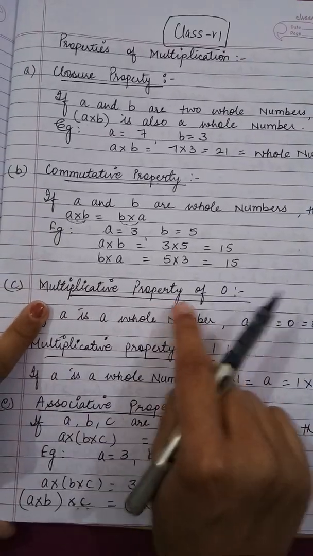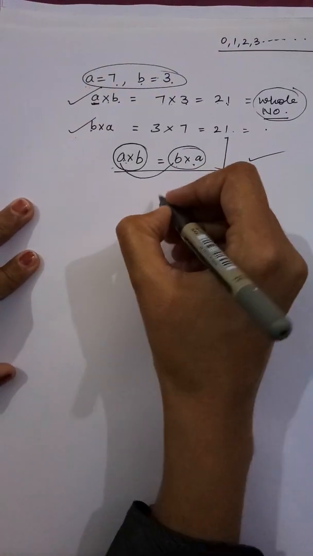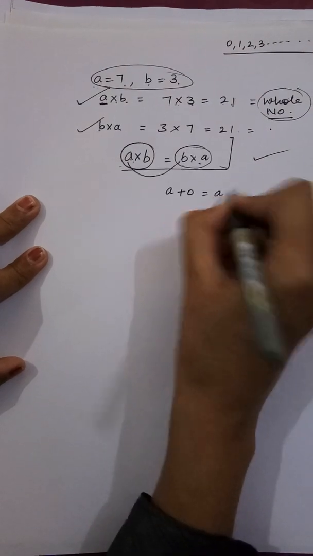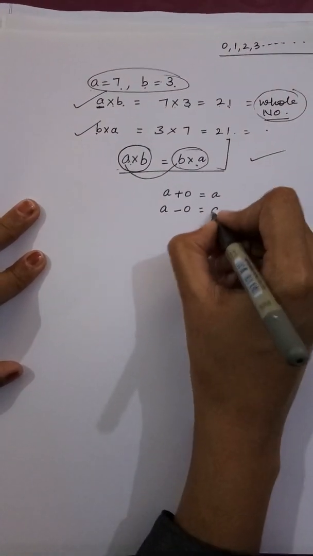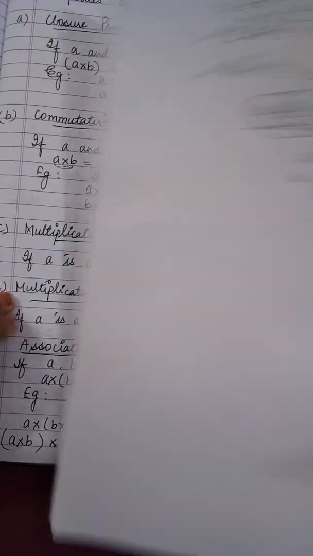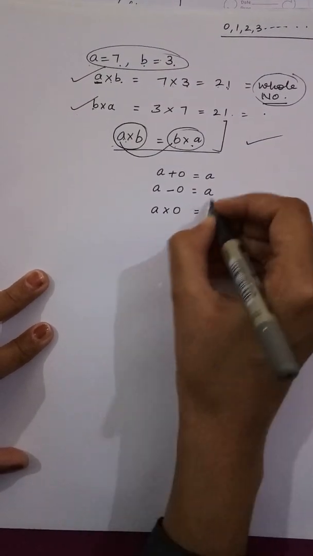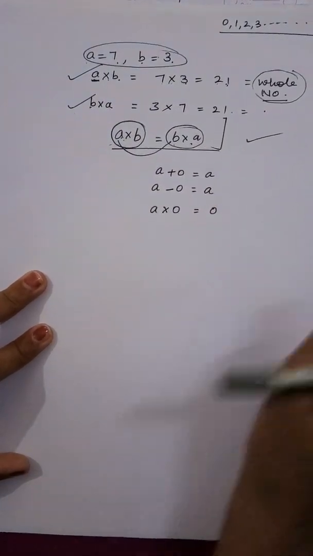Now the next is the multiplicative property of 0. Now as we have done in addition, in subtraction, if to any whole number I add 0, it will give me the same number. If from any whole number I subtract 0, it will give me the same number. But in the case of multiplication, what it is saying is, if I multiply any number with 0, it will give me 0. So this is the multiplicative property of 0.